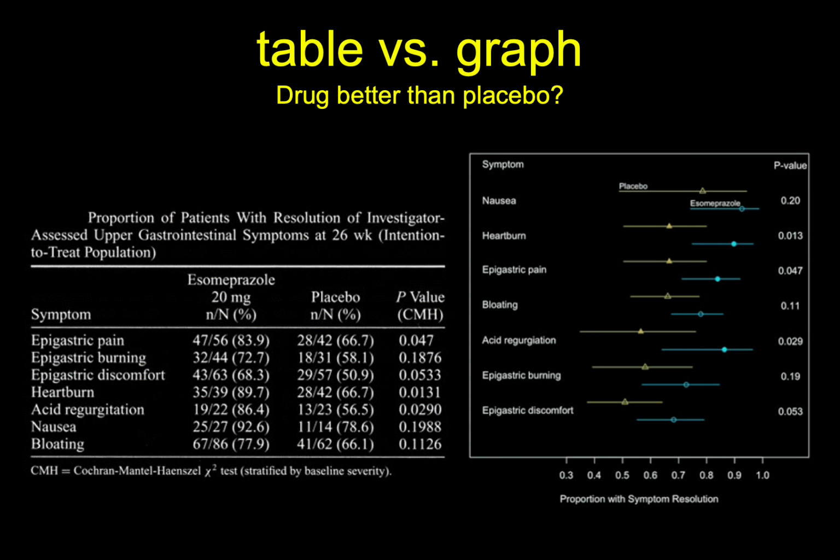And so here's, can you guys see this? So here's this guy. We gave some drugs to people. If you can't read it in the back, it says proportion of patients with resolution of investigator-assessed upper gastrointestinal symptoms at week 26. Okay, so we gave these people some drugs, and we said, hey, did it calm their stomach down, basically, right? Okay, so this is the same data as this.